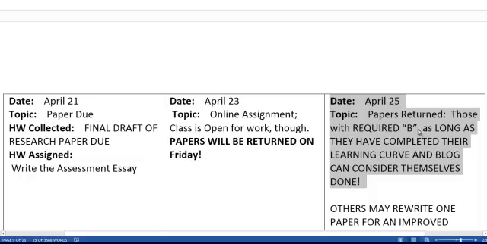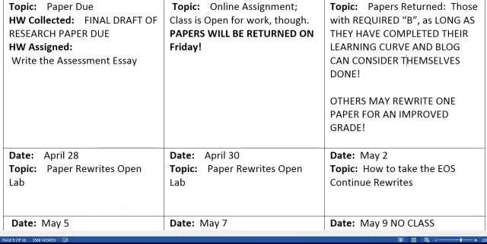And those who have the required B, as long as they've completed their computer-based grammar learning, which I also add in my class called Learning Curve, as long as they've completed that and they have the B, they may consider themselves done. But the students who don't have that B have the opportunity to rewrite their paper. Or I should say, one project of their choosing. And we start that rewriting process right away. And then we have a few open labs where students can come and can work on their papers.